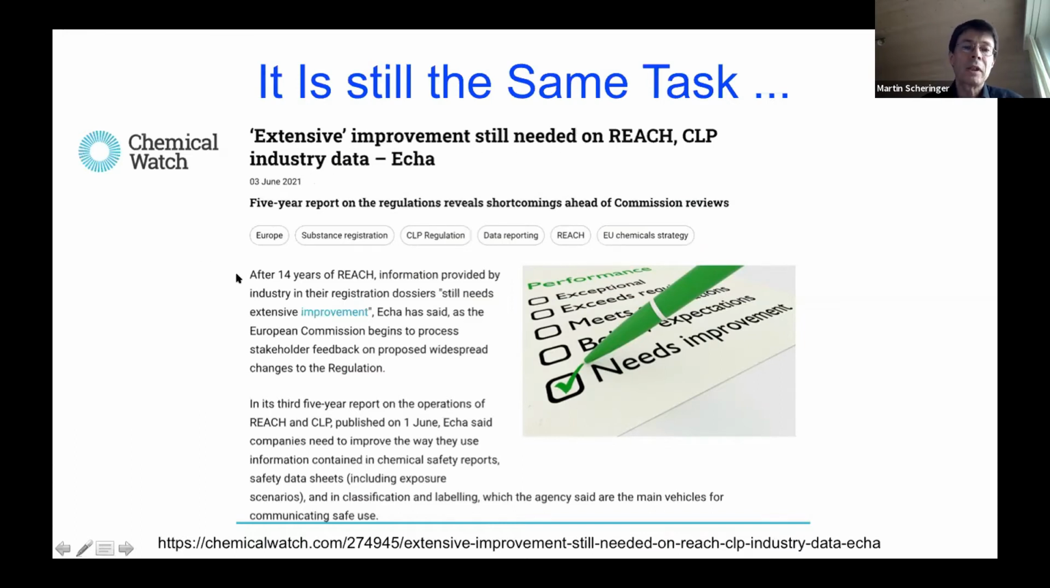ECHA, the European Chemicals Agency, reports that after 14 years of REACH, information provided by industry in their registration dossiers still needs extensive improvement. As I said, I don't find this surprising because the task is still huge and it is a lot of work to conduct a thorough and comprehensive risk assessment of a chemical. And there have been many of these reports over the years that these problems have been there and have persisted.